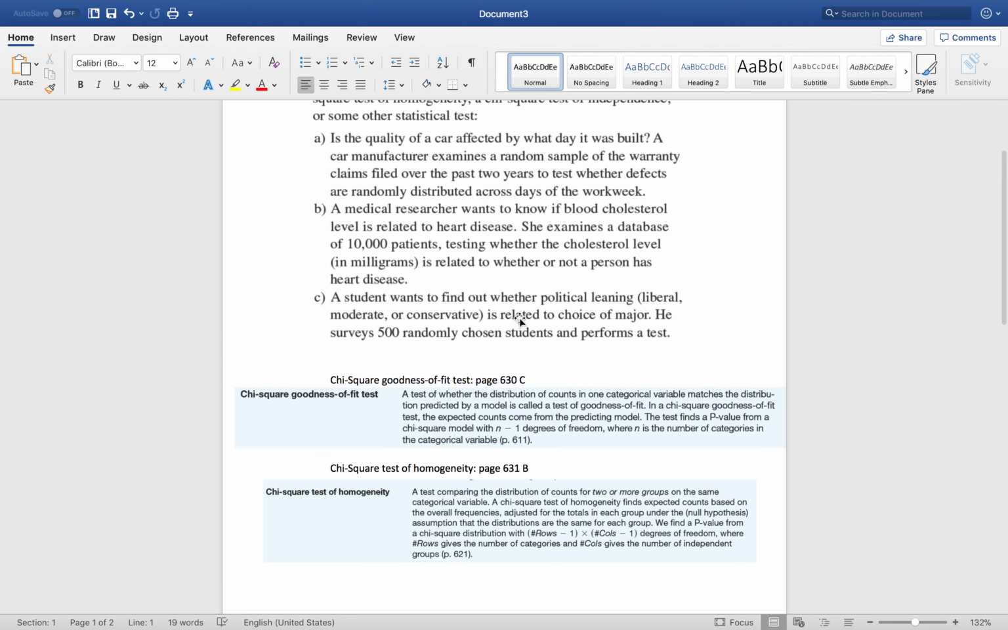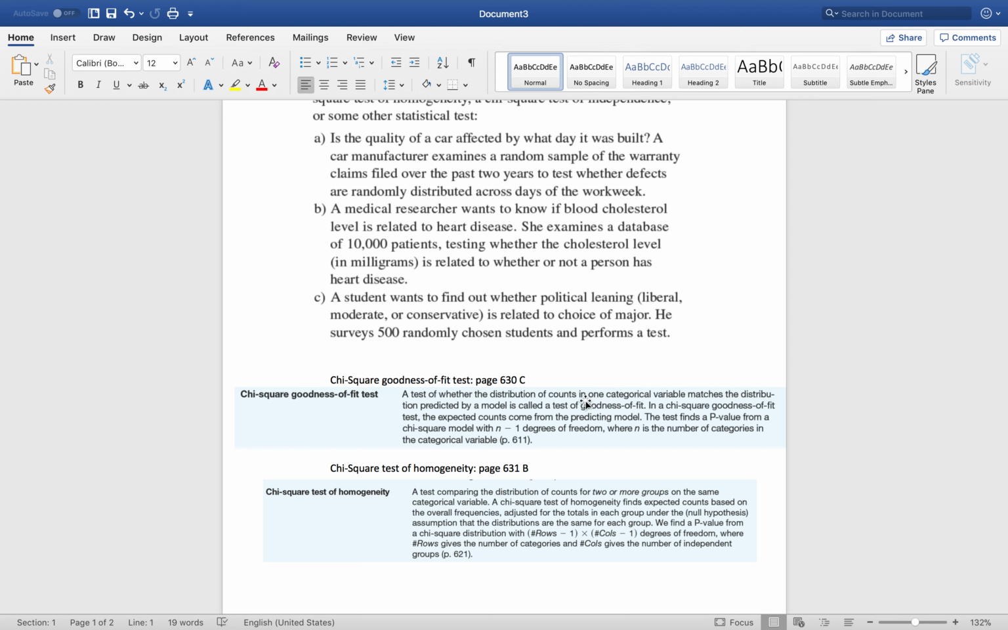A student wants to find out whether political leaning, liberal, moderate, or conservative is related to choice of major. He surveys 500 randomly chosen students and performs a test. So I chose this to be the chi-square goodness of fit test. This is all in one categorical variable, matches the distribution predicted in model called goodness of fit. So this student wants to find out whether the political leaning for his specific major, so it's basically comparing three things to one thing.